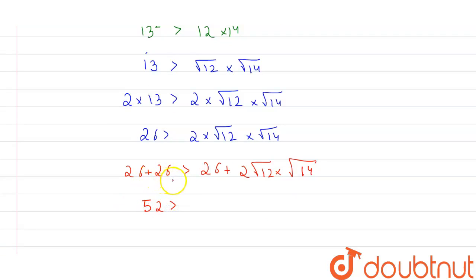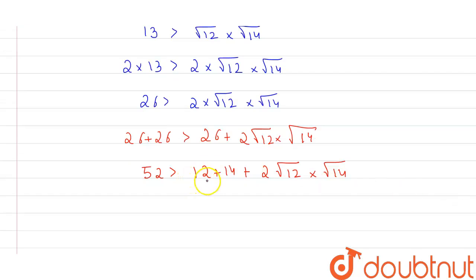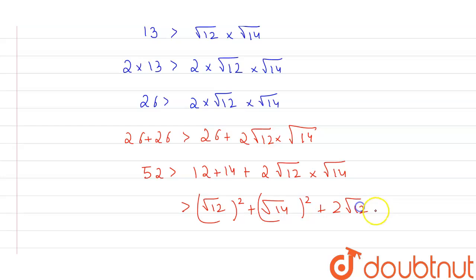And this part, here I can write 26 as 12 plus 14, plus 2 root 12 into root of 14. Now you guys are thinking why I'm doing all these manipulations. Clearly you can see this is root 12 whole square, and the RHS part is basically root of 12 whole square plus root of 14 whole square plus 2 root 12 and root of 14.